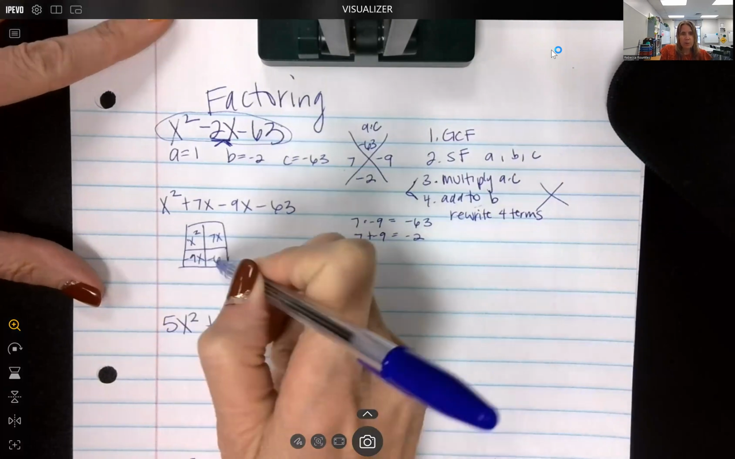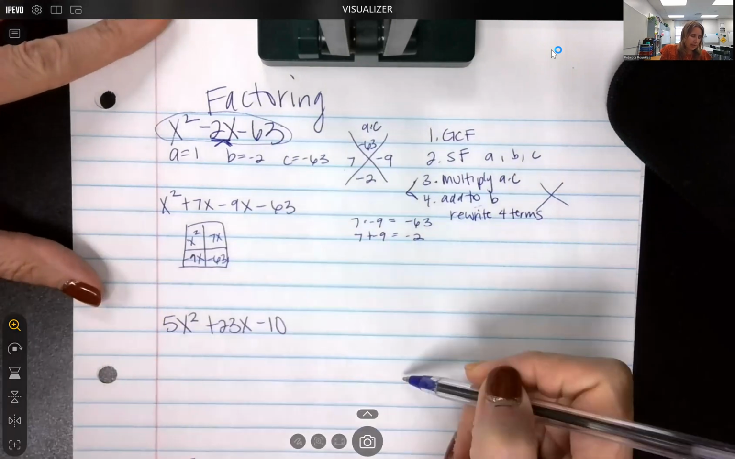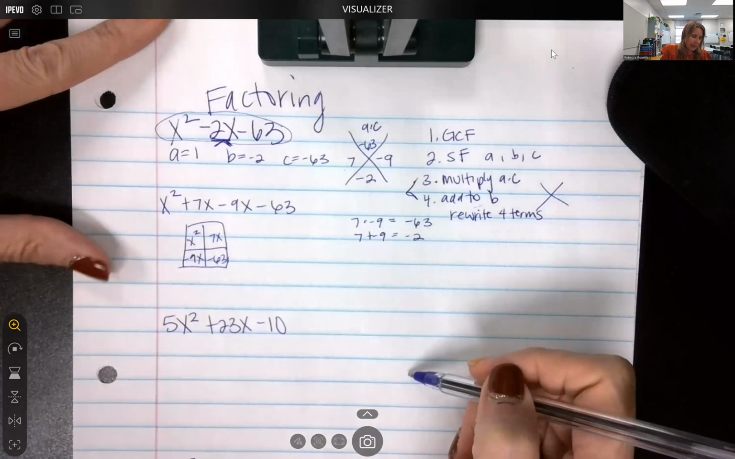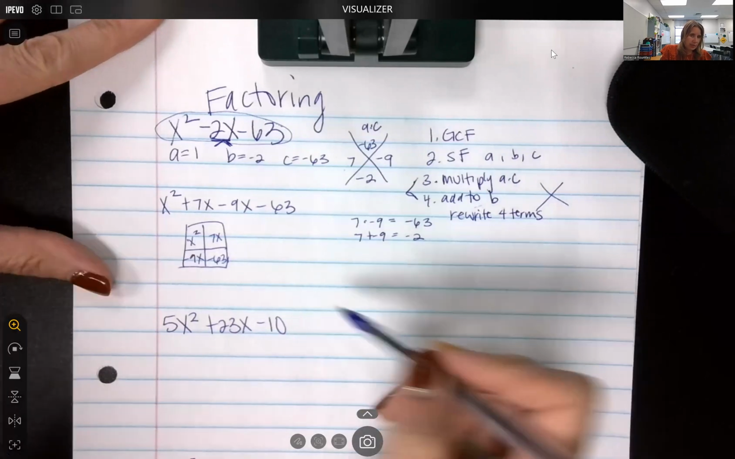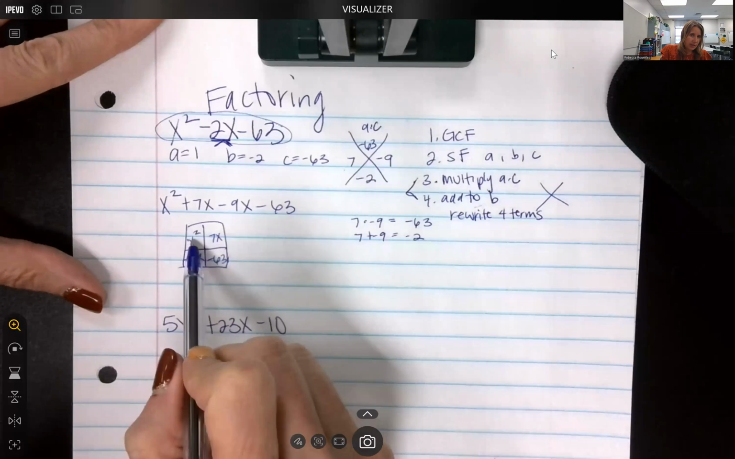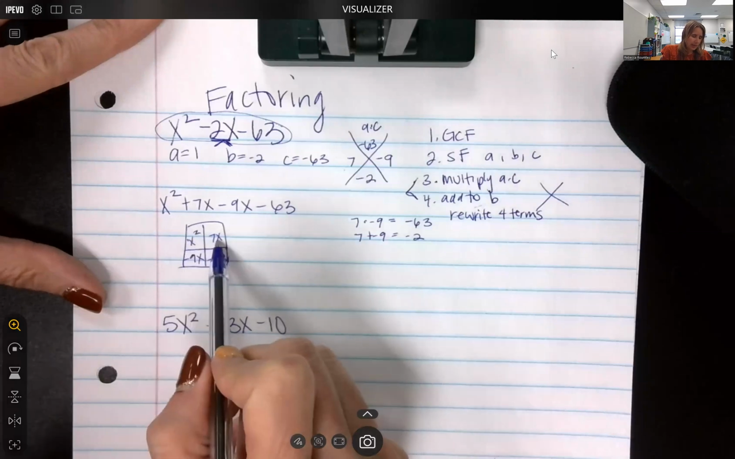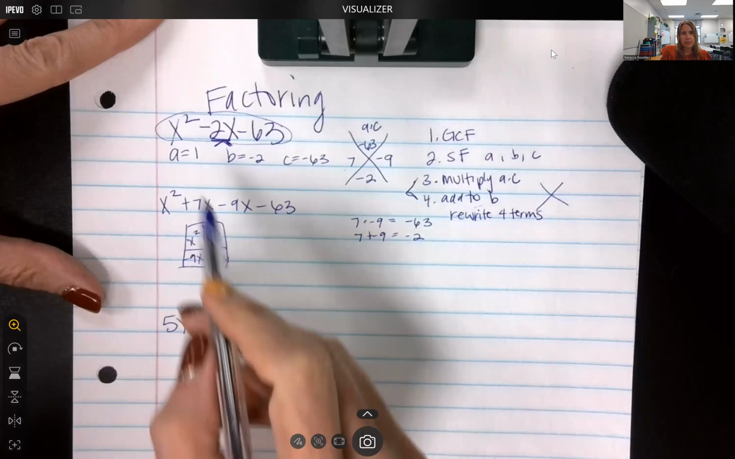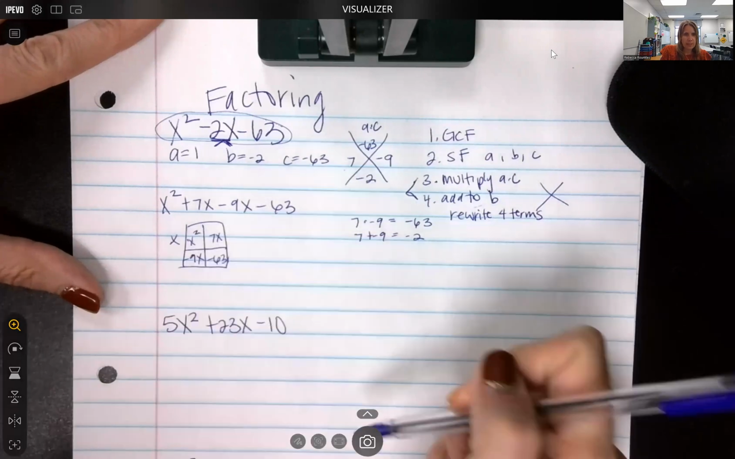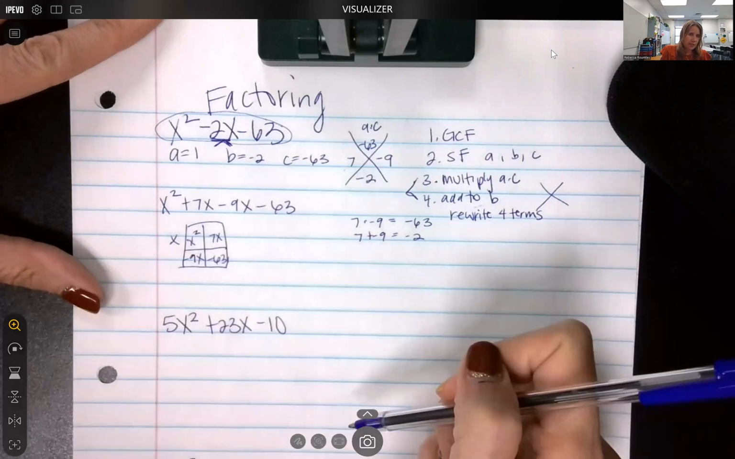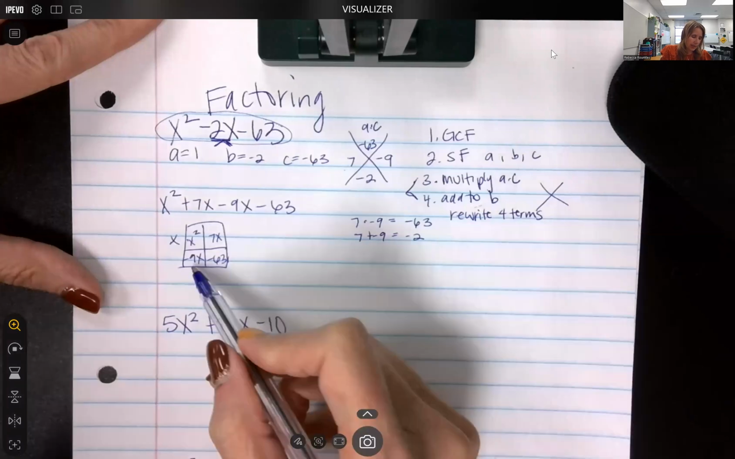Okay, once we have those 4 terms in a box, then we look side to side, x squared and 7x. What's the GCF there? I can divide by x. So we write an x out to the side. Okay, and then we've got a -9x and a -63. I can divide by a -9.